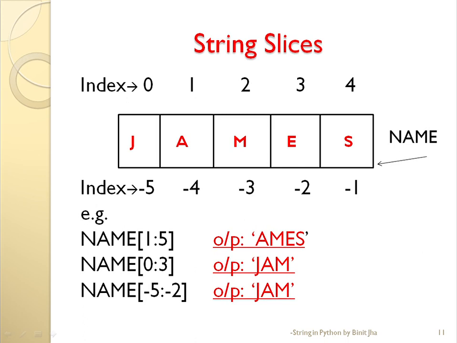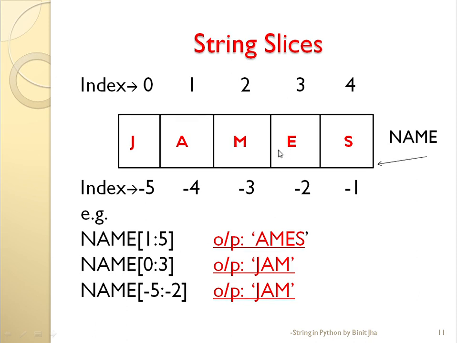Now, for example, name is the string. We want to take out the slices from this string. So our requirement is that we want the values from index 1 colon till index 5. So we'll start from index 1, that is A, we'll go till index 5, that is 5 minus 1. It always goes at least 1 less than the given index value, the given limit value, that is why from A till S. Similarly, if you want the value from minus 5 index, that is from J till minus 2.